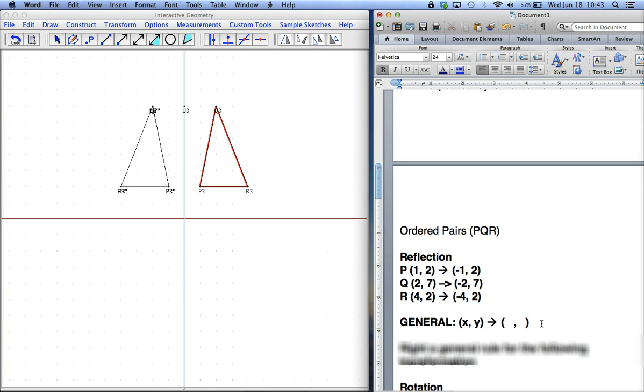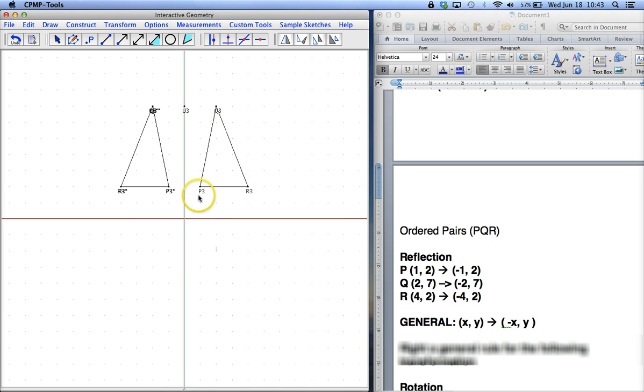Well, I know that my x changes signs, so if I have an x, that's going to become negative x, and my y stays the same because I went from 2 to 2, so there's a y that stayed the same. I went from 7 to 7, there's a y that stayed the same. So I'm going to go from x comma y to negative x comma y. This is called my general rule. So we've learned a little bit about ordered pairs as they relate to reflection.